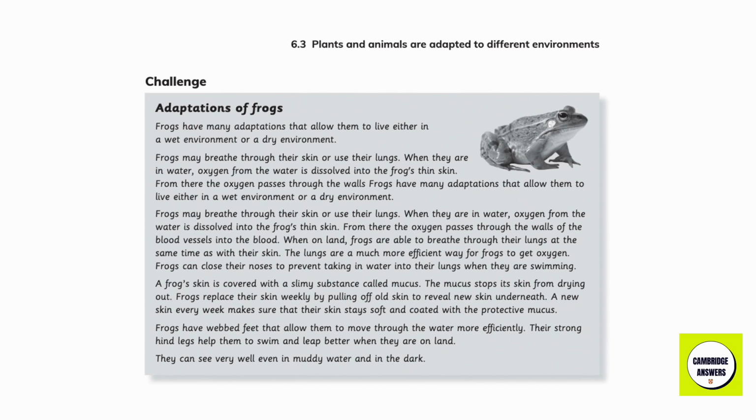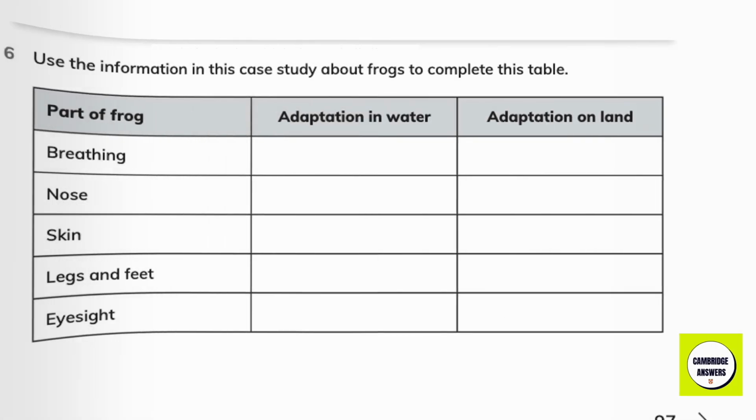A frog's skin is covered with a slimy substance called mucus. The mucus stops its skin from drying out. Frogs replace their skin weekly by pulling off old skin to reveal new skin underneath. A new skin every week makes sure that their skin stays soft and coated with the protective mucus. Frogs have webbed feet that allow them to move through the water more efficiently. Their strong hind legs help them to swim and leap better when they are on land. They can see very well even in muddy water and in the dark.